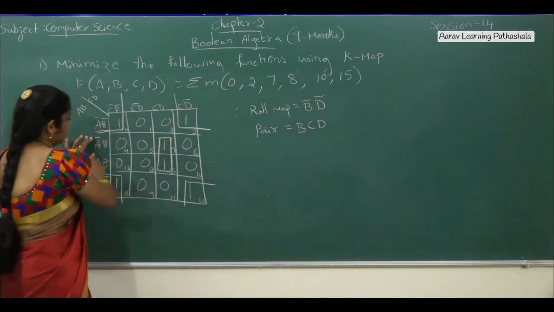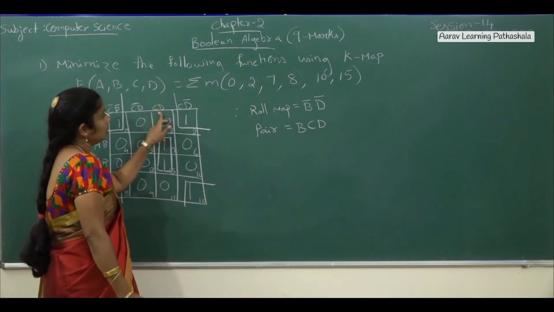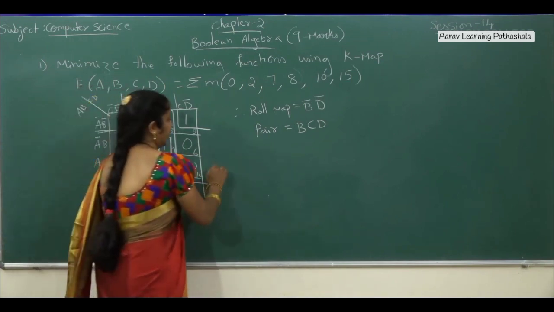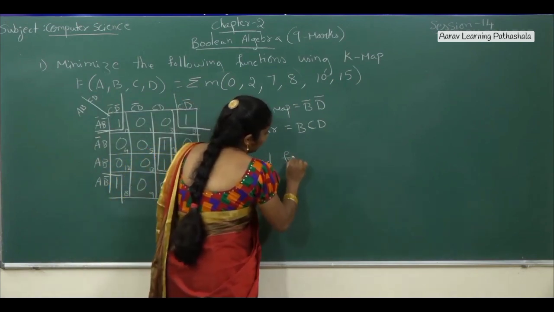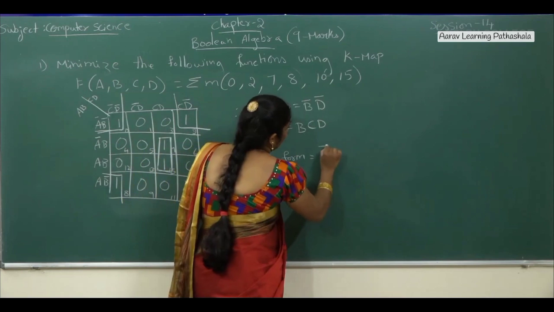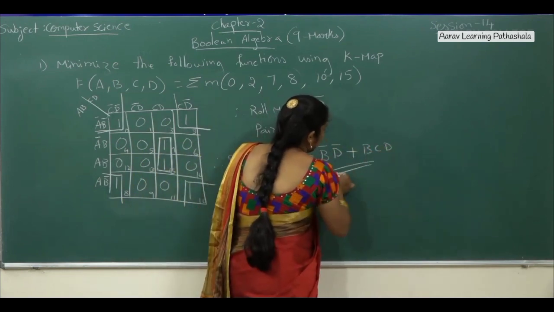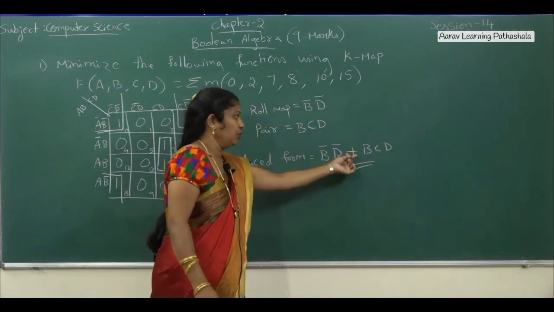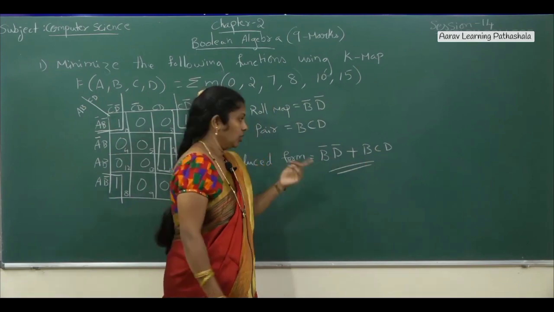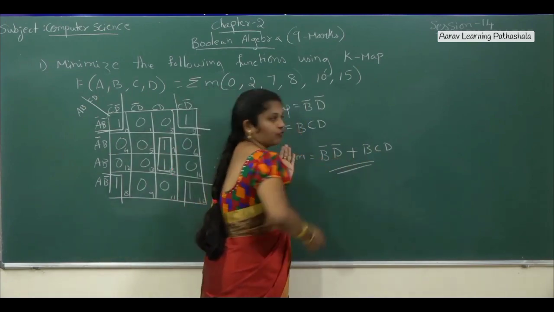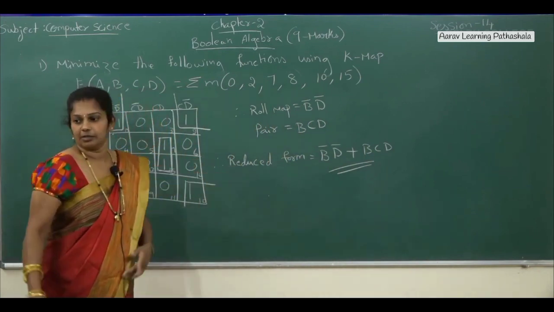See, in row wise, B is the common factor. In column wise, C D is common here. Therefore, the reduced form equals B bar D bar plus B C D. You have to write the plus format. It is a sum of product format. This is the reduced form of the given expression.